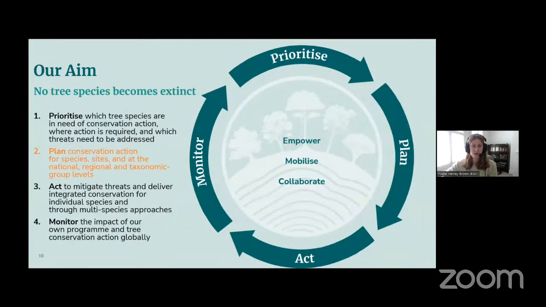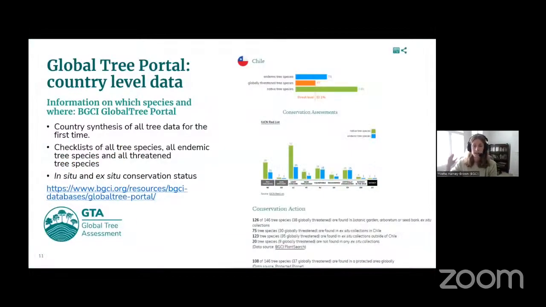Okay, so then moving on to the next area of work, following prioritization. This is planning conservation action. So we do this at quite a high level. We have a database called the Global Tree Portal, and this holds country level data. So if you type in a country on the database, it will tell you how many tree species are native, which ones are threatened, which ones are endemic, and then also their conservation status. And you can download that list off of the database.